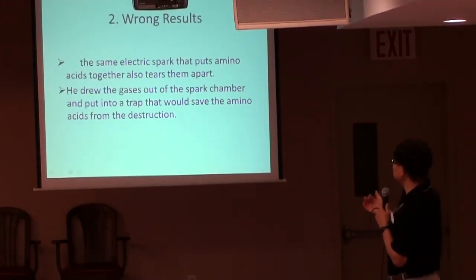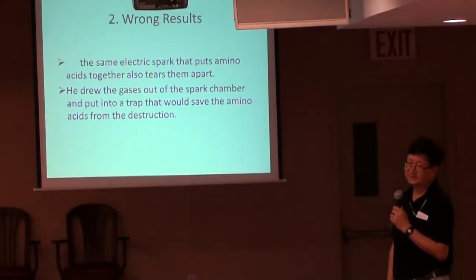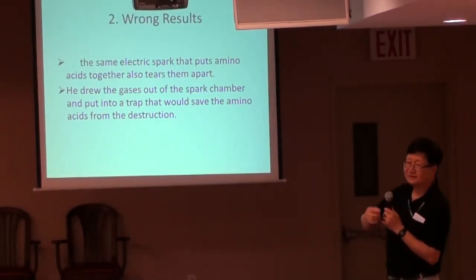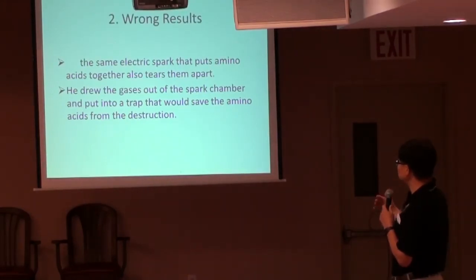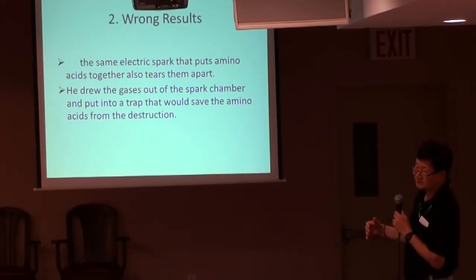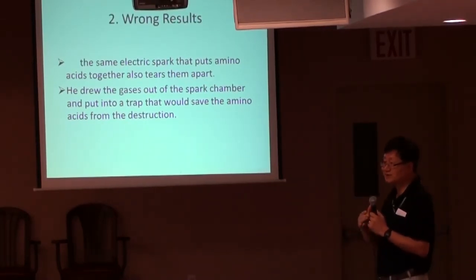The next one: the same electric spark puts amino acids together and also tears them apart. They make them and tear them apart. So he drew the gases out of the spark chamber and put in a trap that would save the amino acids from destruction. That's what he could get in the laboratory. But in nature, it's going to automatically destroy them again.